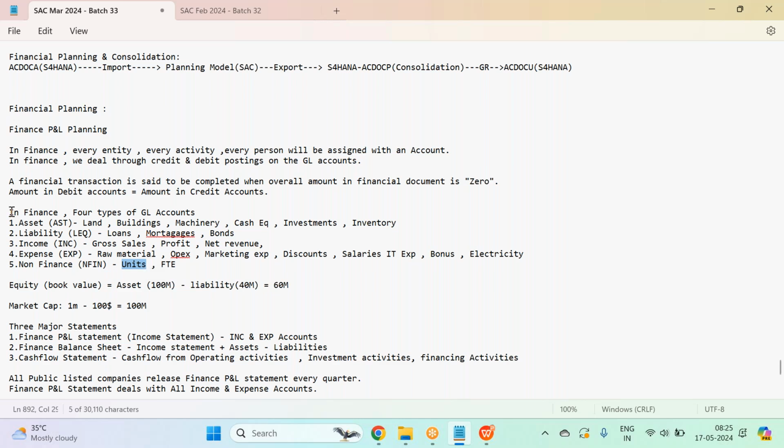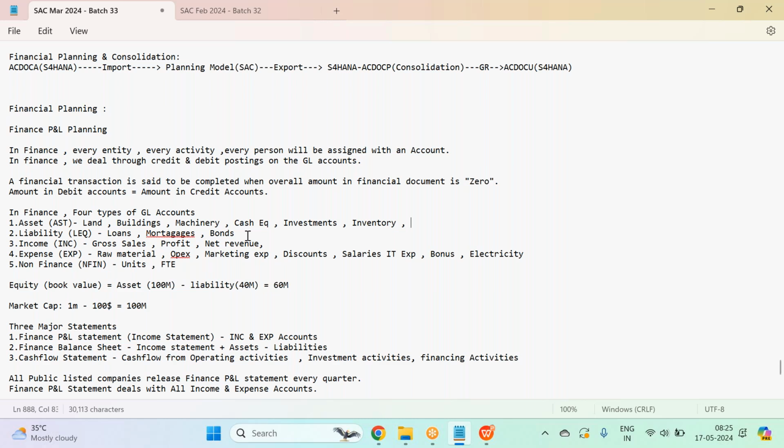So guys, these are the five types of accounts you see in finance: asset account, liability account, income, expense, and non-finance. Any account should fall into one of these five categories. Say you received some cash, it falls into the income category. You built up some new facility, that falls into the asset category.